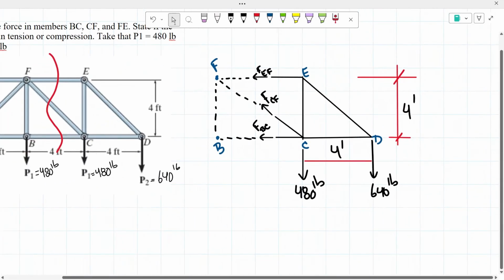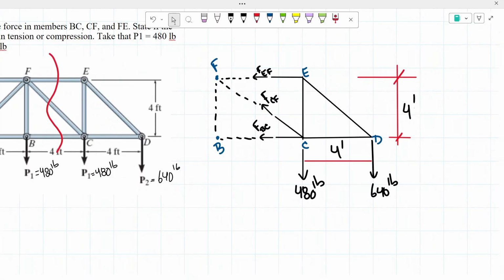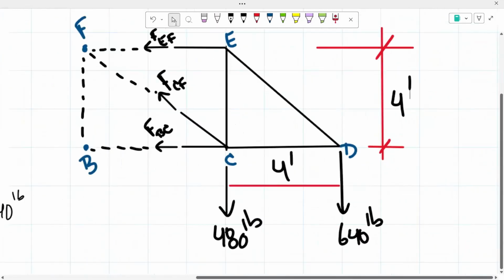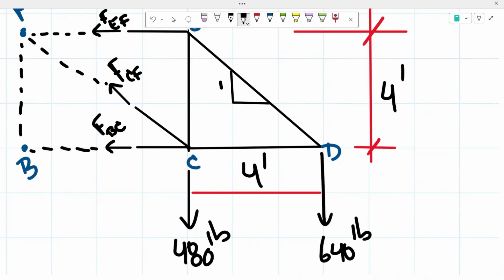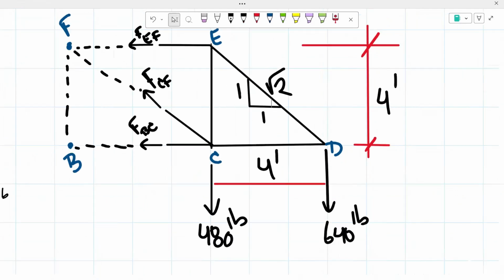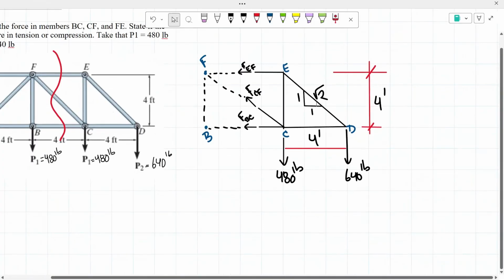So just quickly, just so we could use this for the future, since we're going to need this, as you guys could see, we know that this side of the triangle has a length of 4 feet. This side of the triangle also has a length of 4 feet. So we know that this triangle right here has a slope, or better said, it is a 1 square root of 2 triangle. So we're going to need that for later on.